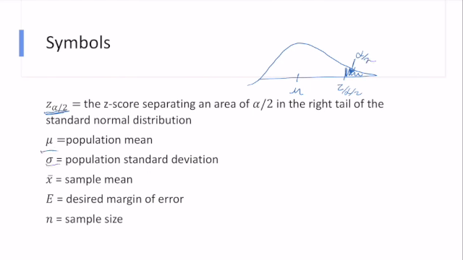Mu is our population mean. Sigma is our population standard deviation. X bar is our sample mean. S is our sample standard deviation. I forgot that one.